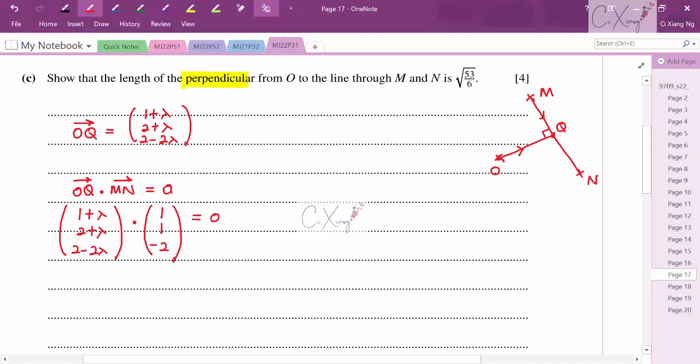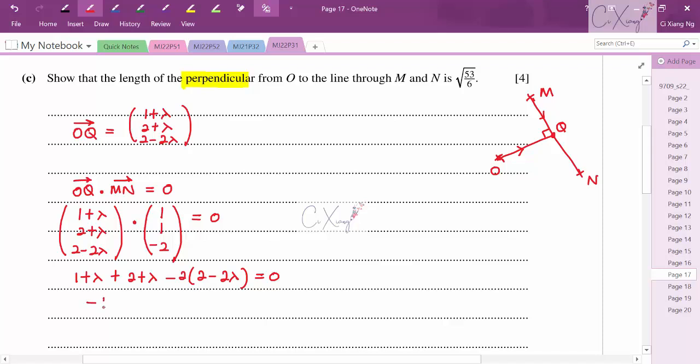For this case, we are applying the dot product, where we take component i multiplied with component i, which is 1 + lambda. Component j multiplied with component j, where I'm having 2 + lambda. And component k multiplied with component k, I'm having -2 multiplied with (2 - 2 lambda). And it is equal to 0.